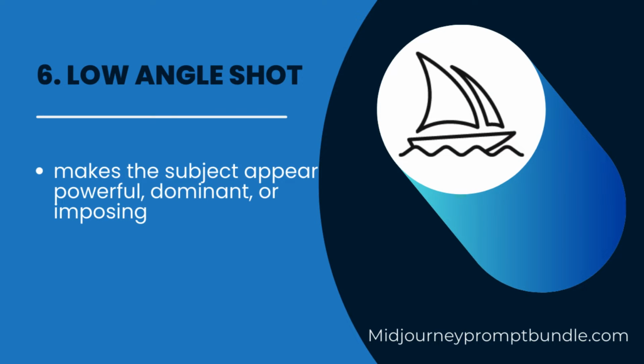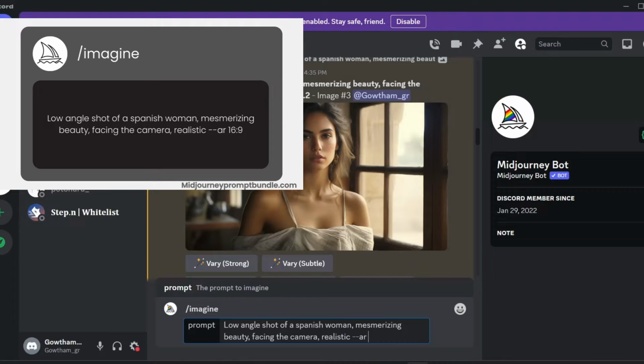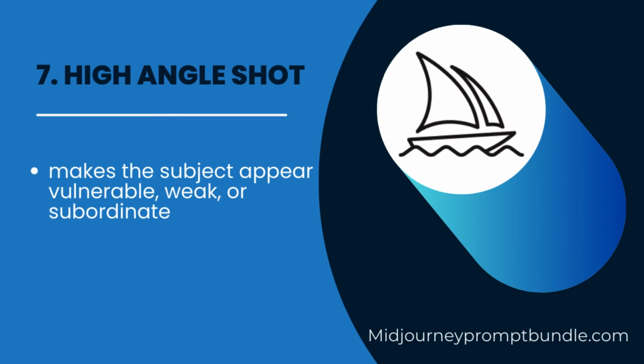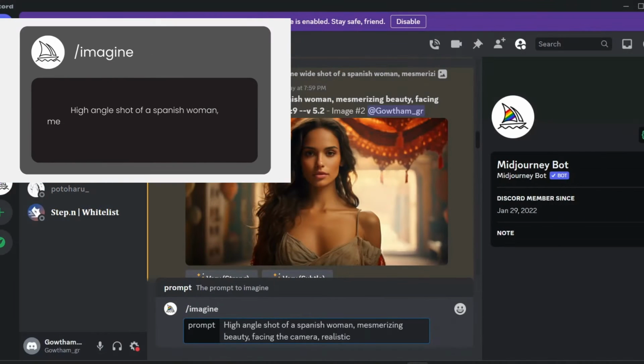Low-angle shot is a shot taken from a low position, looking up at the subject. It can make the subject appear powerful, dominant, or imposing. High-angle shot is a shot taken from a high position, looking down at the subject. It can make the subject appear vulnerable, weak, or subordinate.